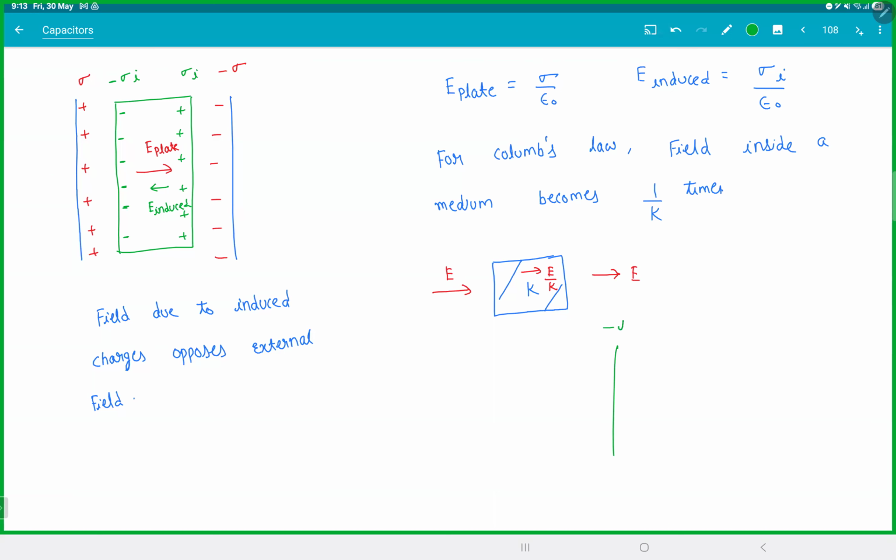See, this is minus sigma I, this is plus sigma I. In the middle, what is the field? Negative is pulling, positive is pushing. Both are in same direction. But if you look at outside, the positive is pushing and negative is attracting. Here, attracting, pushing. Can you see outside becomes zero? The slab will not create any field outside the slab. Only between the slab it creates field. So that is the reason outside the field doesn't get affected.